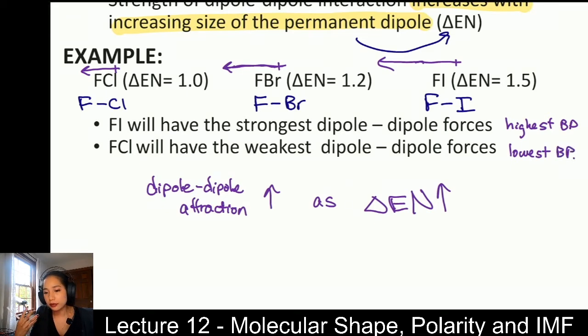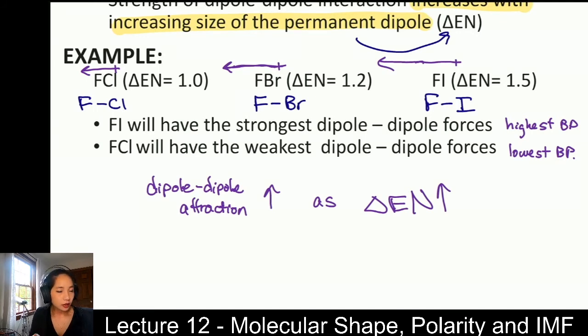And how I figured that out is that fluorine monoiodide, because it has the strongest dipole-dipole interaction, is the stickiest, right? The molecules are being attracted towards one another the most. So it's going to be really sticky, and so it's going to take a lot of energy to separate those molecules to turn it into a gas. So that's why I say that FI will have the highest boiling point, while FCl, because it has the weakest dipole-dipole interaction, will have the lowest boiling point of this series of three.